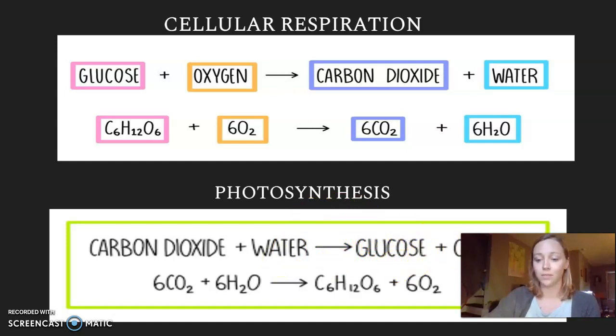glucose and oxygen. So cellular respiration being a catabolic process, taking these larger complex molecules such as glucose and oxygen to transform them into energy, which then carbon dioxide and water are the products of. Whereas in photosynthesis, you're taking these smaller molecules such as carbon dioxide and water, and you're using solar energy to then produce these larger complex molecules of glucose and oxygen.